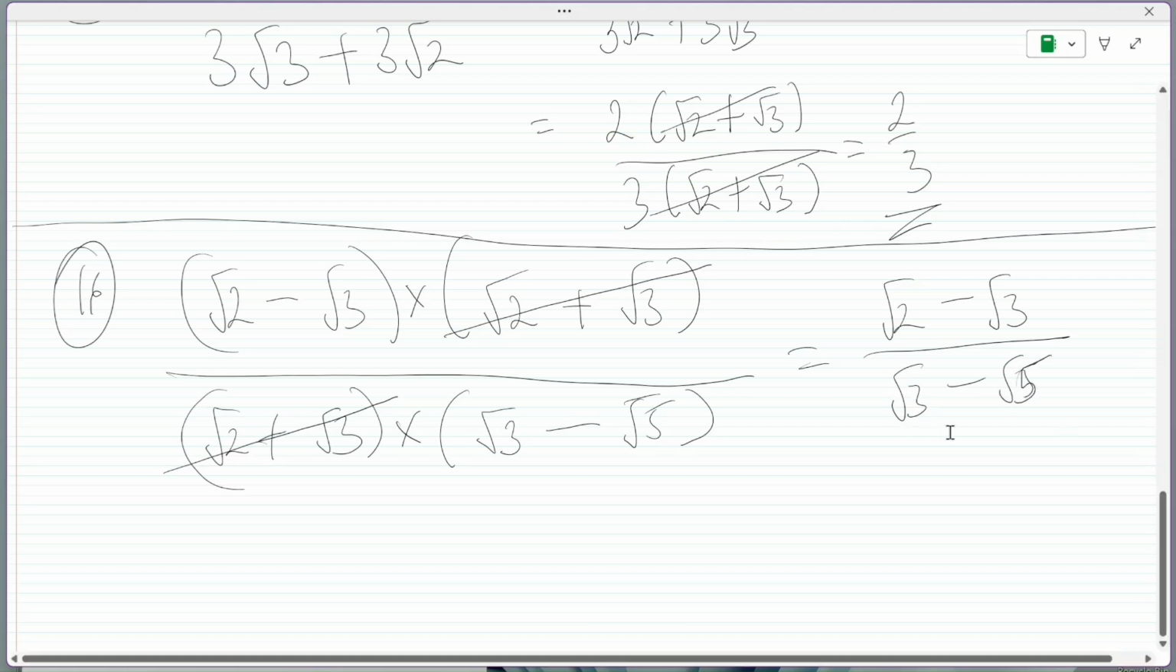Although you are not meant to leave your final answer in surds like this, we will still deal with rationalization of surds. But at this point, since we are just working on division, we can stop here. So we have our answer as root 2 minus root 3 over root 3 minus root 5. So we leave our answer at this point for now.